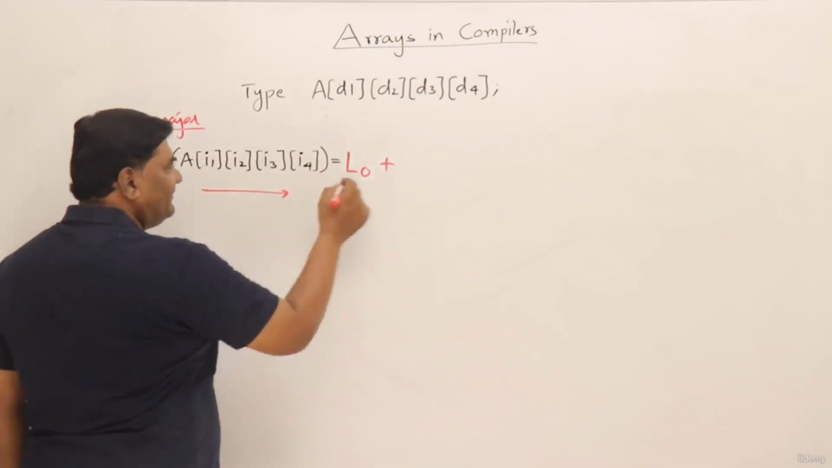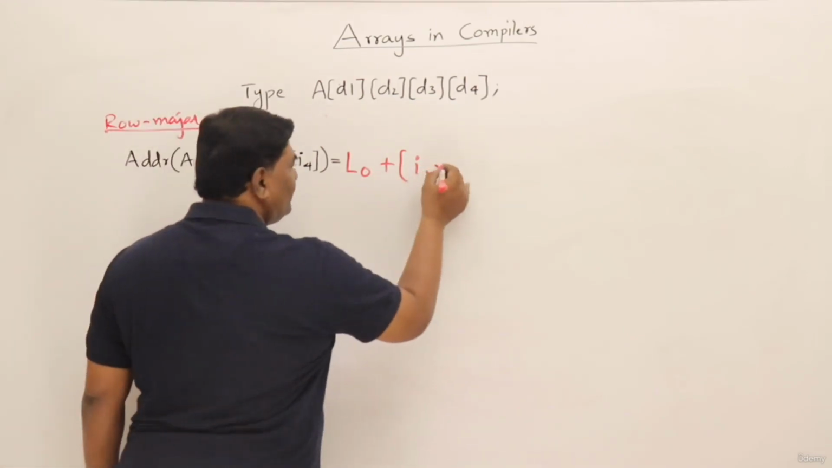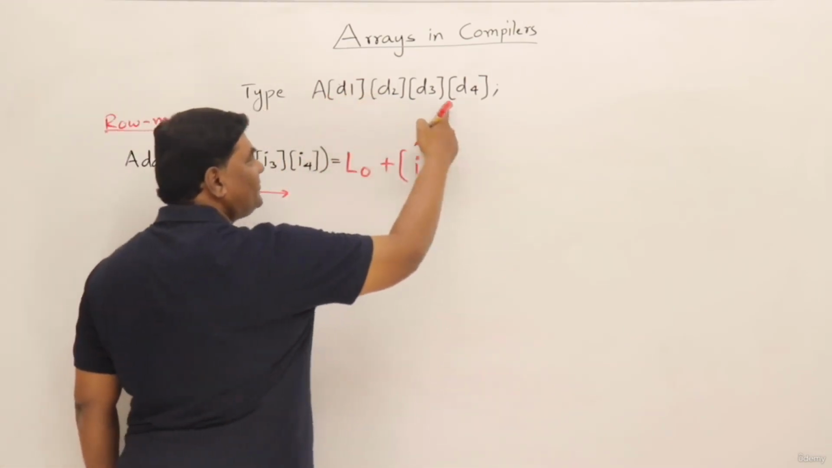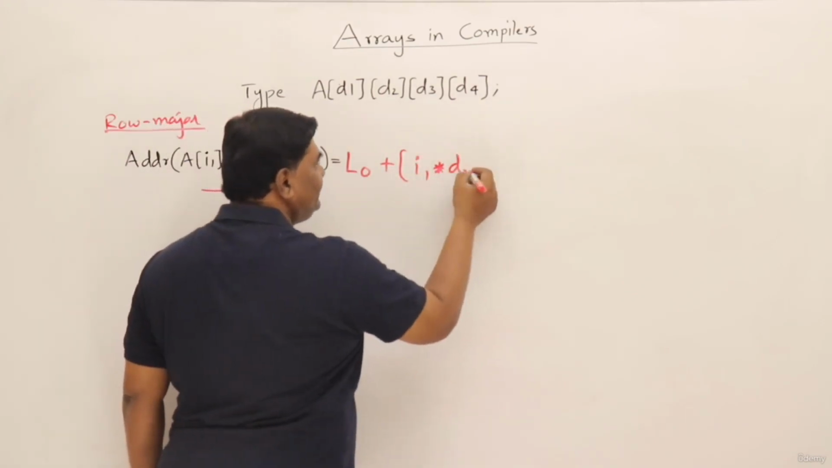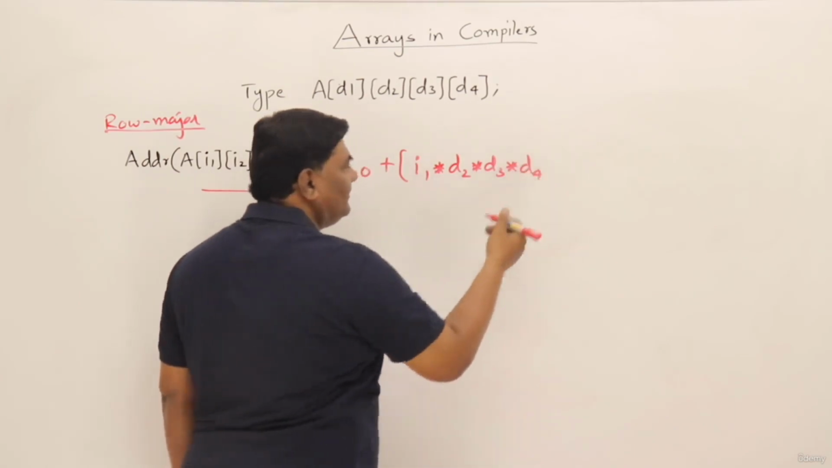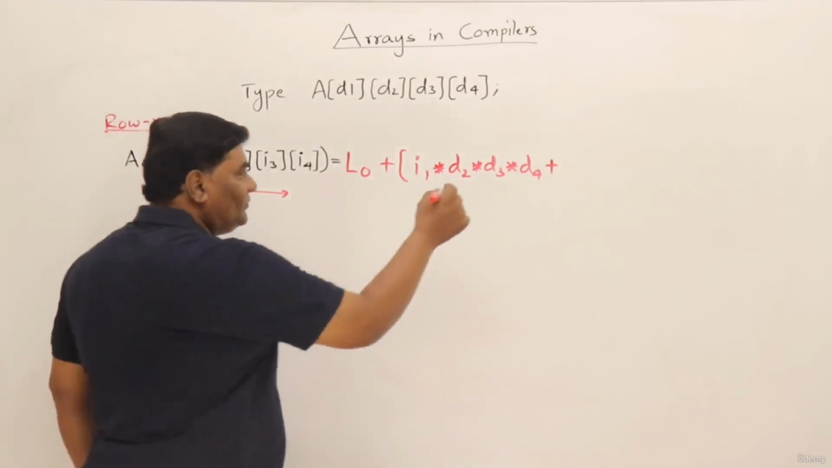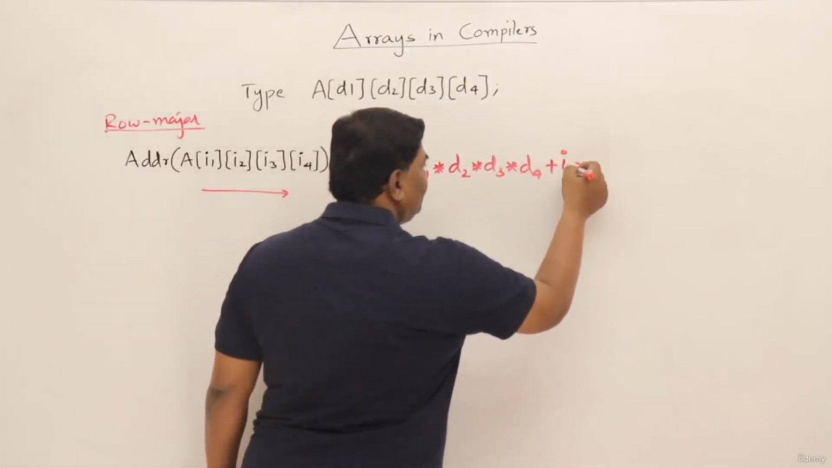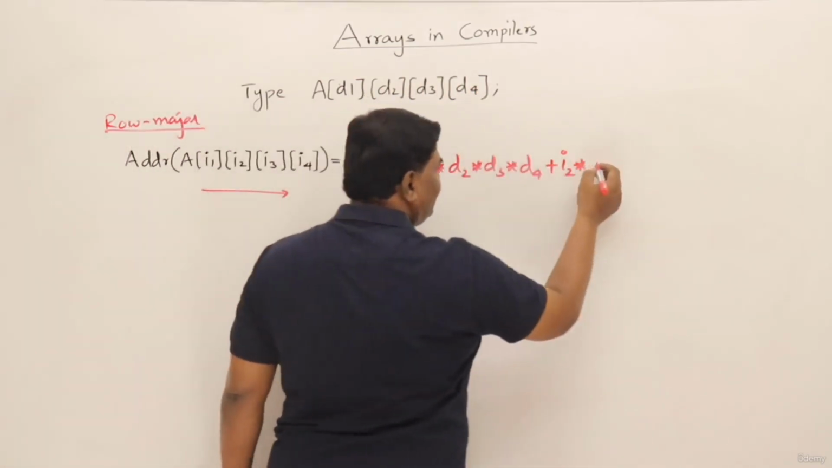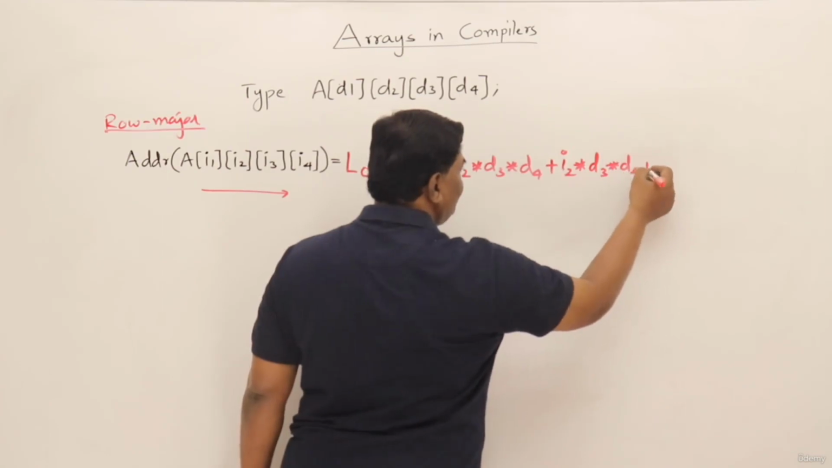So let us take, first, I1, the first index, multiplied by, leaving the first dimension, the rest of all the dimensions. So this is D2 into D3 into D4. Now the second index, that is I2. I2 is multiplied by, after dimension 2, all the dimensions. So this is D3 into D4, dimension 3 and dimension 4.